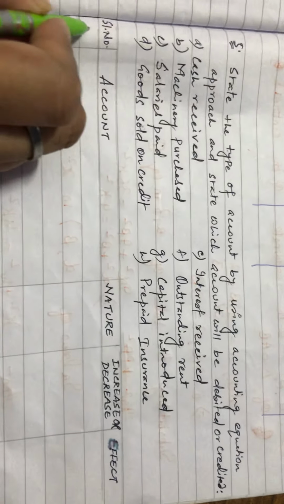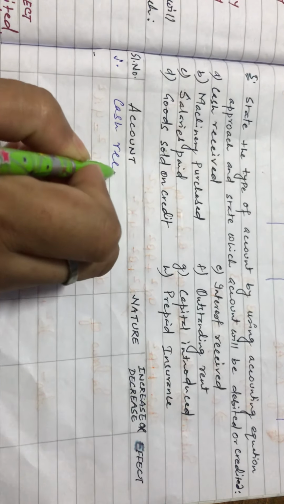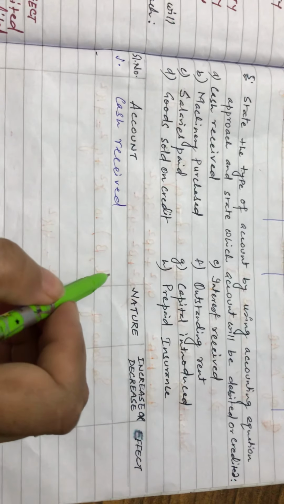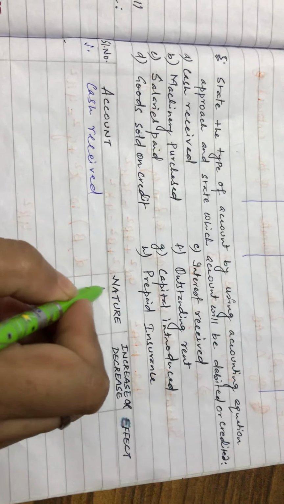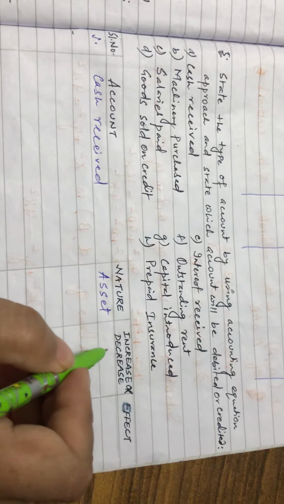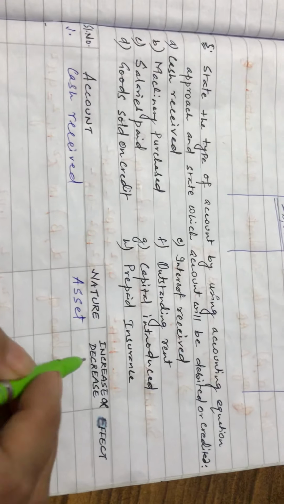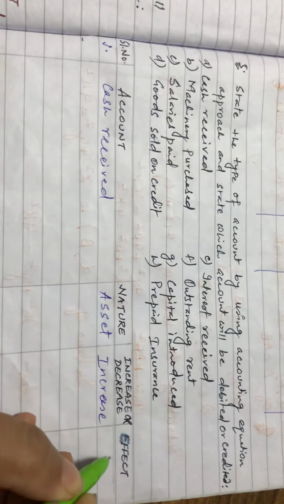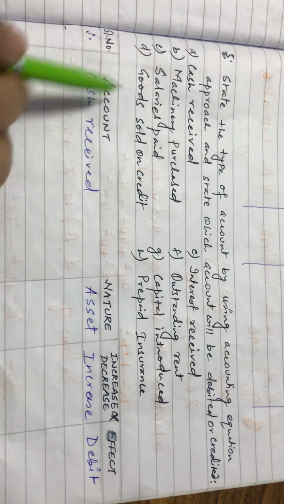So the first one is cash received. So here you have to write cash received. Now you have to tell what is the nature of cash. Cash is whether assets, liabilities, income or expense. So cash is assets. Here you have to write assets and then increase or decrease. So you have to see, a cash received means cash is coming in, that means increase. And what is the effect? It should be debited. So here you have to write debit. In this way you have to do all these entries.